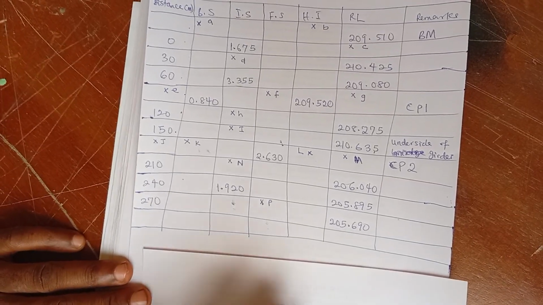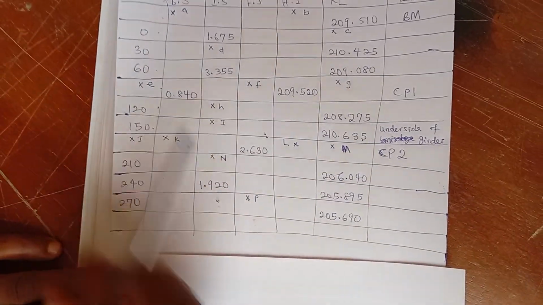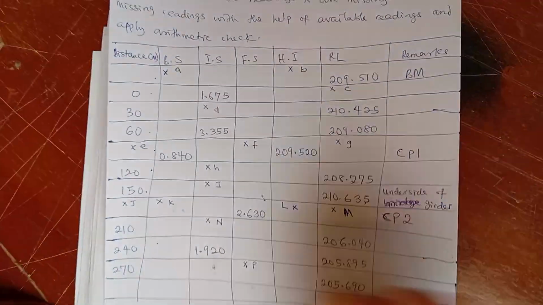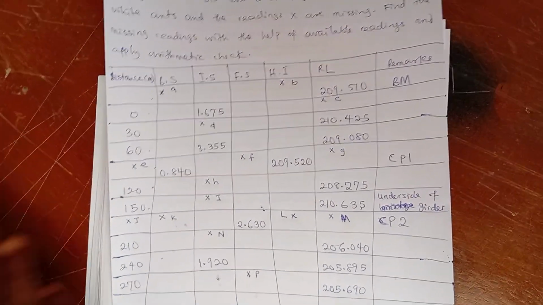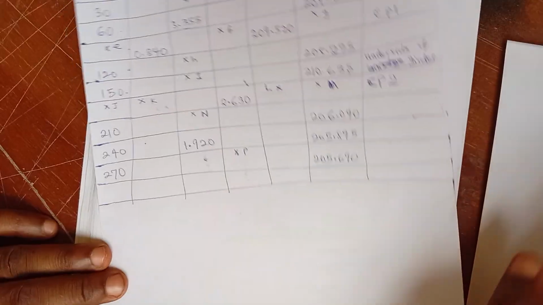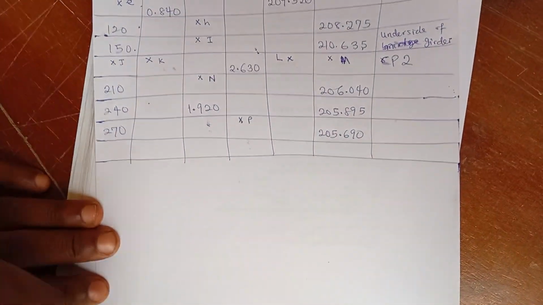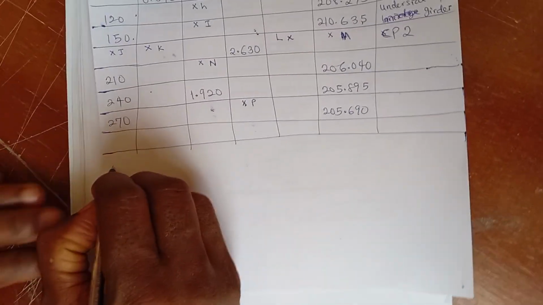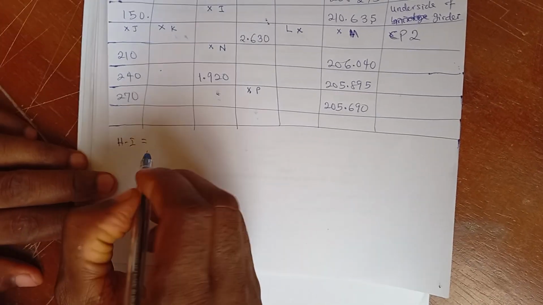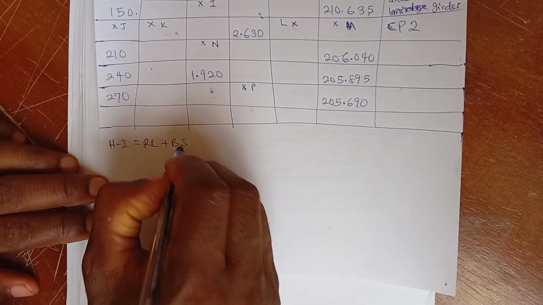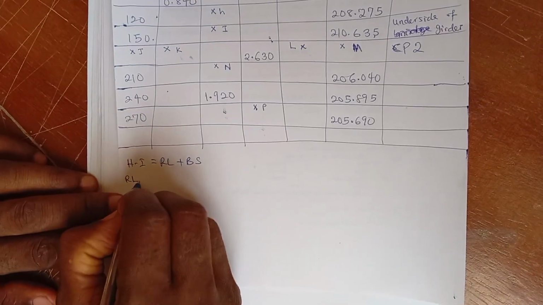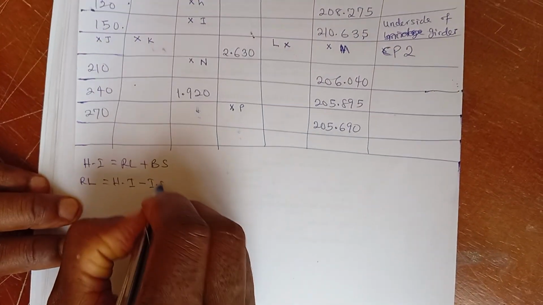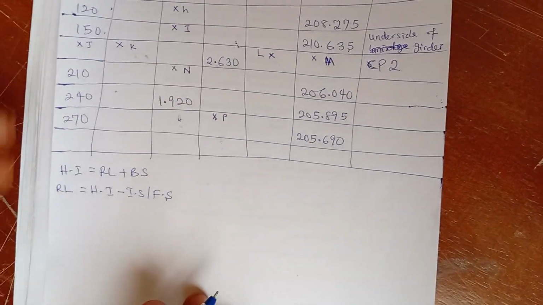Now, when I'm referring to A, this is the point I'm referring to. We have some of these readings, while some were nowhere to be found. Don't forget, it is important to note the formula: height of instrument equals reduced level plus back sight. How do we get reduced level itself? It equals height of instrument minus either intermediate sight or foresight.